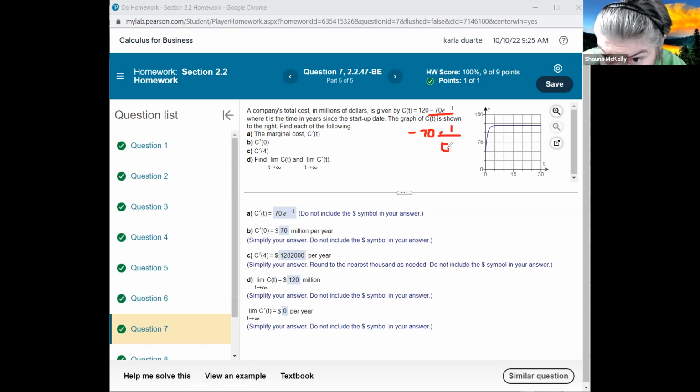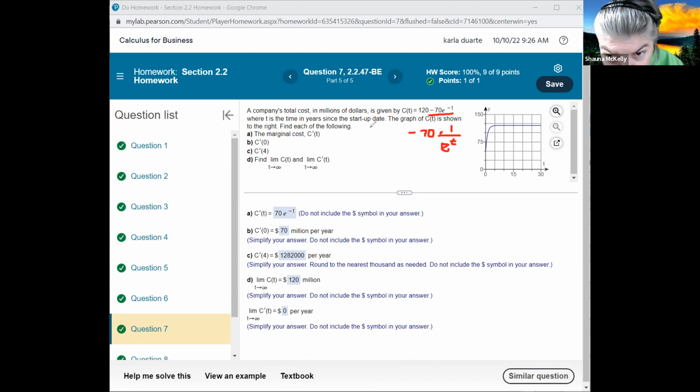Well, if this is e to the t, and t is going to infinity, that means this e to the t is getting really large. So this whole fraction is getting really small. So this negative 70 is getting really small. So this whole term is essentially shrinking the more that t grows, the more this term as a whole shrinks, goes to 0.